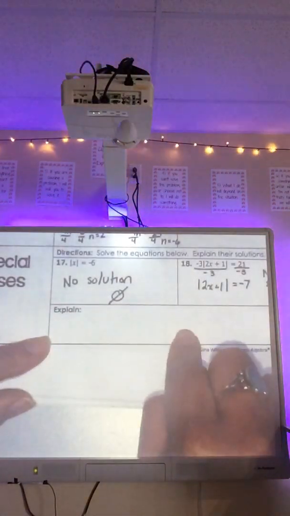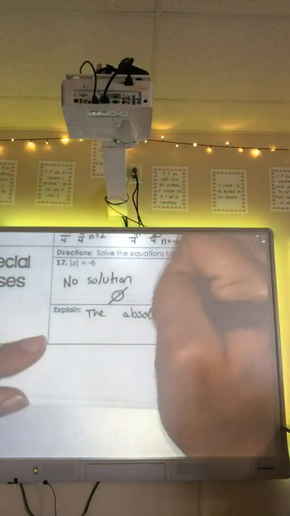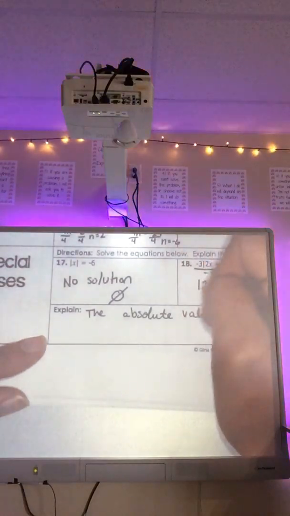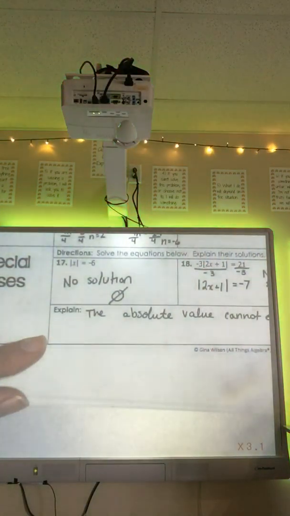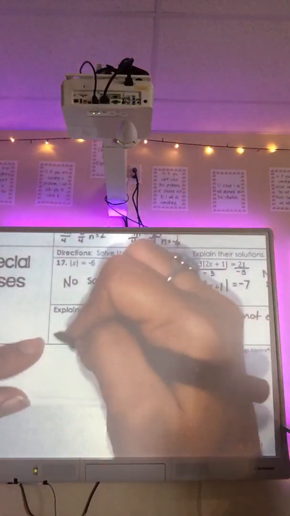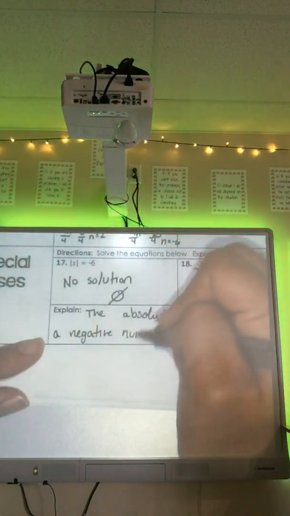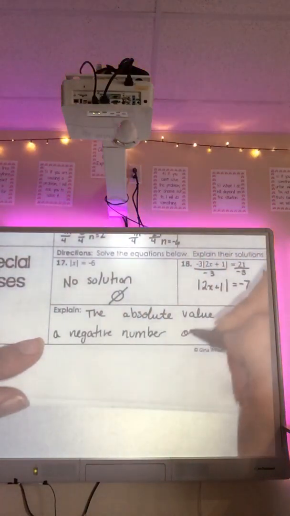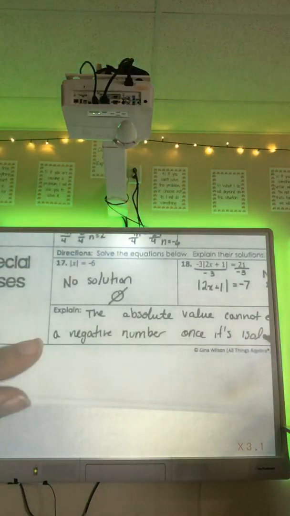And my explanation, my reason, is the absolute value cannot equal a negative number once it's isolated.